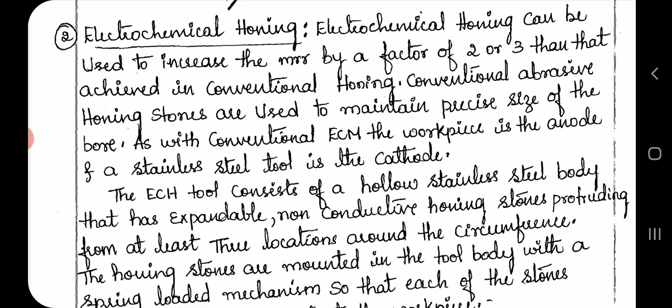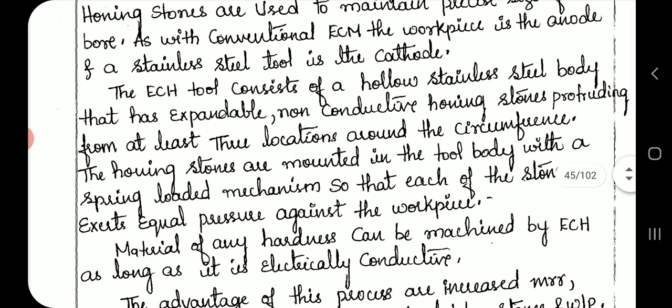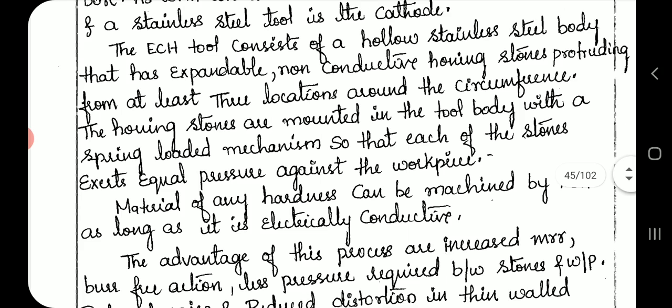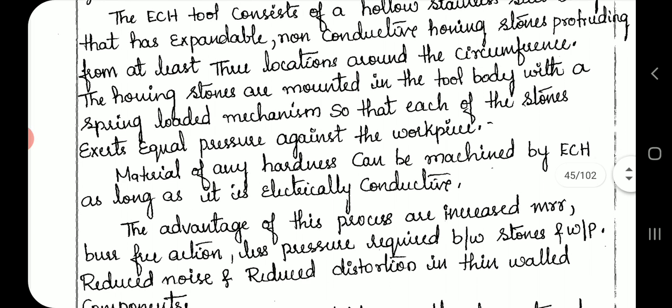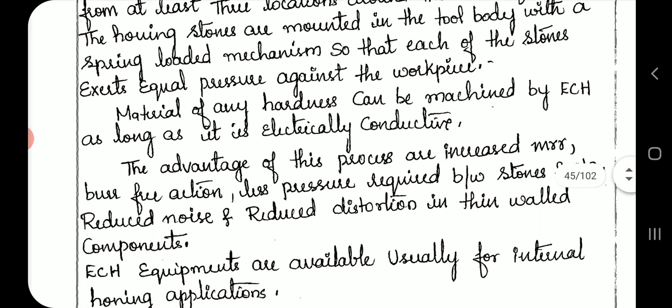The ECM tool consists of a hollow stainless steel body that has expandable non-conductive honing stones protruding from at least 3 locations around the circumference. The honing stones are mounted in the tool body with a spring-loaded mechanism so that each of the stones exerts equal pressure against the workpiece. Material of any hardness can be machined by ECH as long as it is electrically conductive.